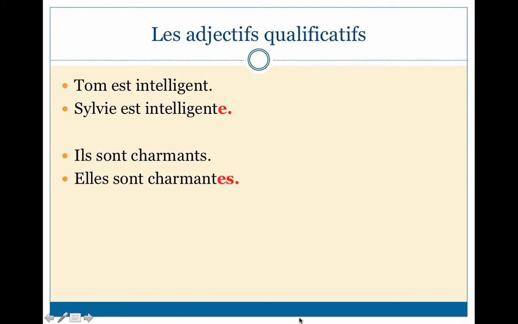Here's some examples of plural adjectives. Ils sont charmants. So you can see here, this is masculine plural, and we've added an S. Elles sont charmantes with an ES. So it's really building blocks. You want to make it feminine, you're usually going to add an E. If you want to make it plural, then you're usually going to add an S. So once you get down here to feminine plural, you've added your E and then you've added your S.